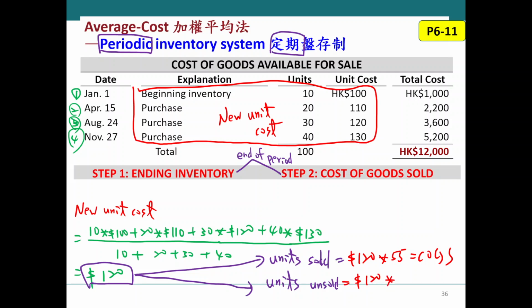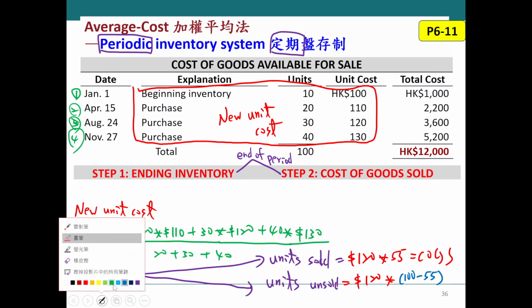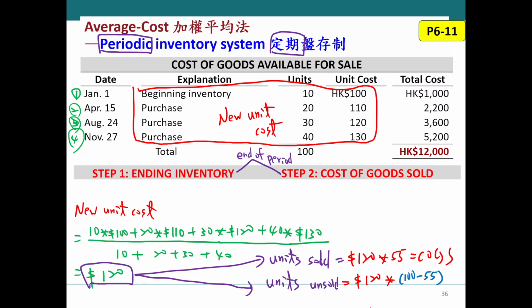So how many units unsold? Totally 10, 20, 30, 40. Totally 100, right? So based on the 100 units, total unit we have, minus the unit you sold, 55, okay? So you can get what? You can get your ending inventory. Okay? So that's our second assumption.